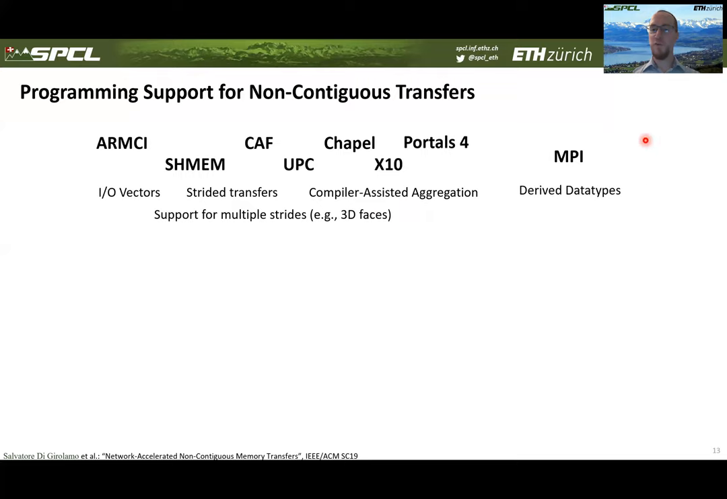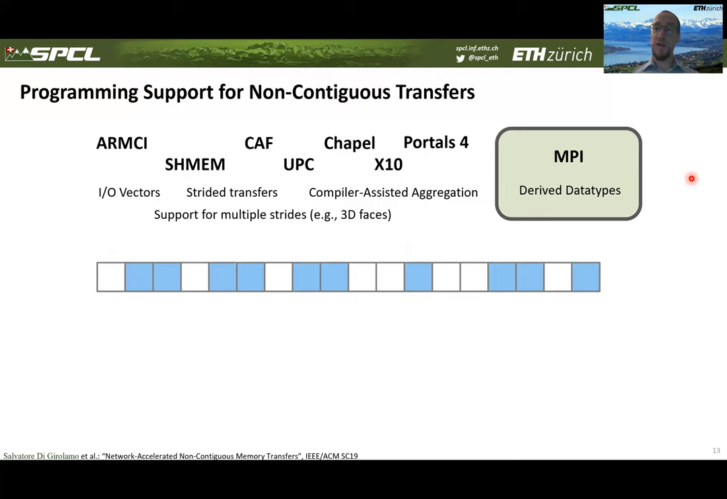But what we want to focus on is the most comprehensive and also most complex of those, that is MPI derived data types, because they support everything that I mentioned in the previous slide, while these models very often only support specific subsets. So again, what is an MPI data type? We want to send a subset of a memory region here in blue, and then we can define the subset of a memory region through some kind of structured nested definition.